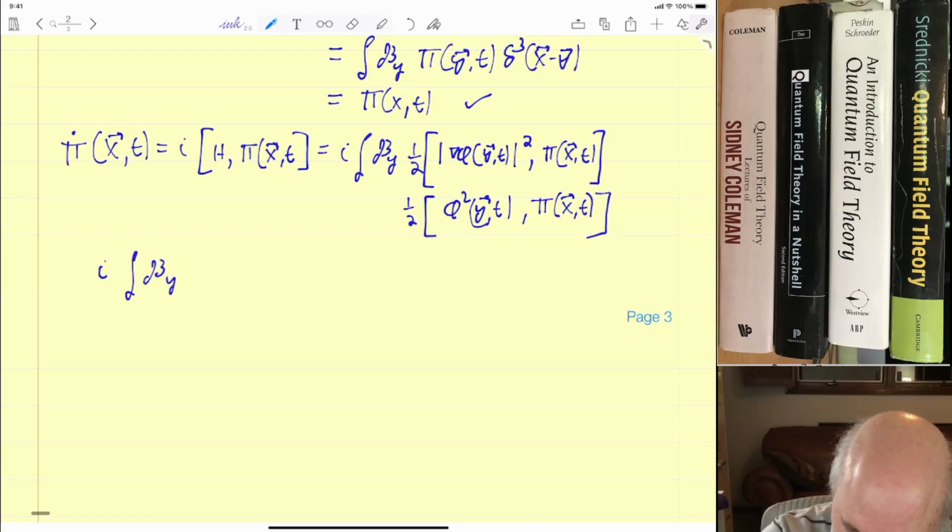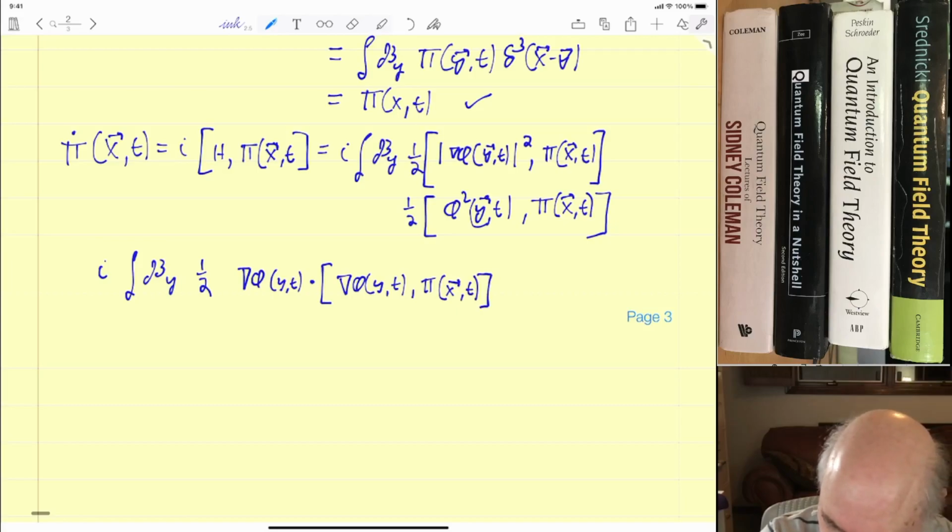The integral of d3y 1/2. Use the usual Leibniz rule. So it's going to be del phi dot commutator del phi of y comma t, comma pi of x comma t, and then the other term is going to be the same thing. I'll write it out.